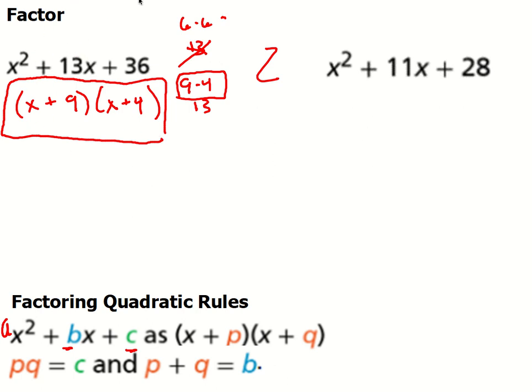Now if I wanted to check my answer, I could always multiply this. I could use the distributive property, do x times 4, 9 times x, 9 times 4. And that should simplify to this.